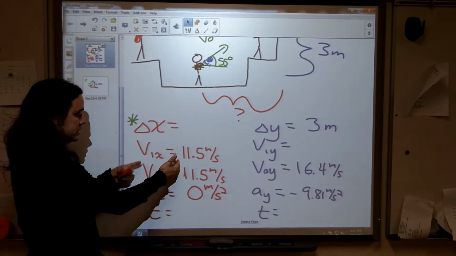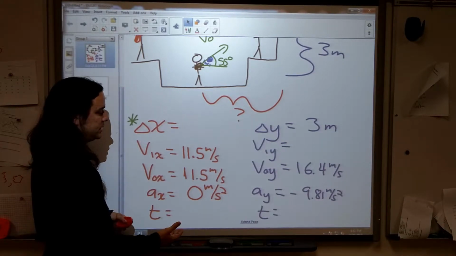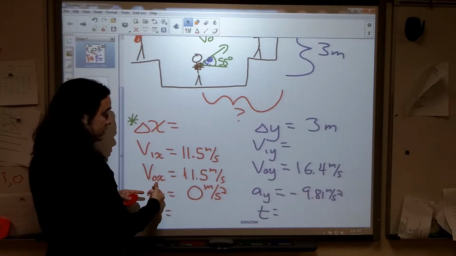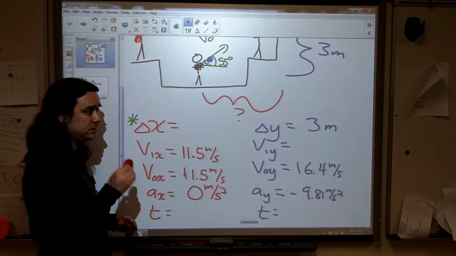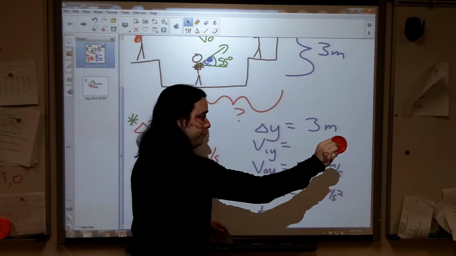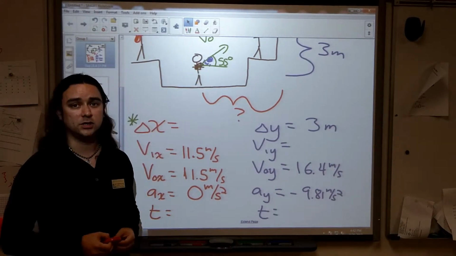But if you think about this, none of the information here in the x actually gives us a limitation. It will always have this initial velocity, always have that final velocity because our acceleration is 0. So that's every single point in the x direction that my t-shirt does.